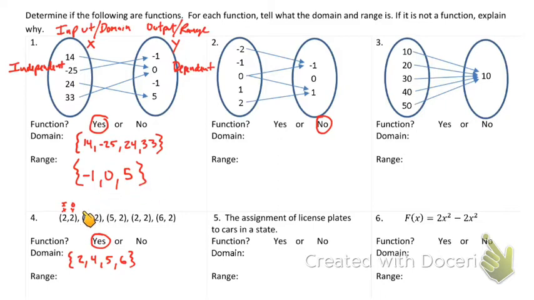Is all the Y numbers. So we have 2, 2, 2, 2, 2. So my range is all 2s, all my outputs. So we just have to write that once. Okay.